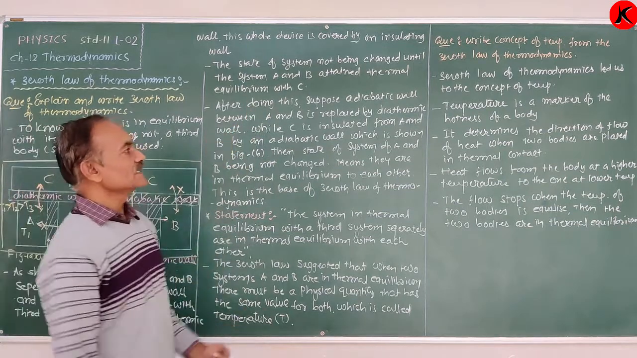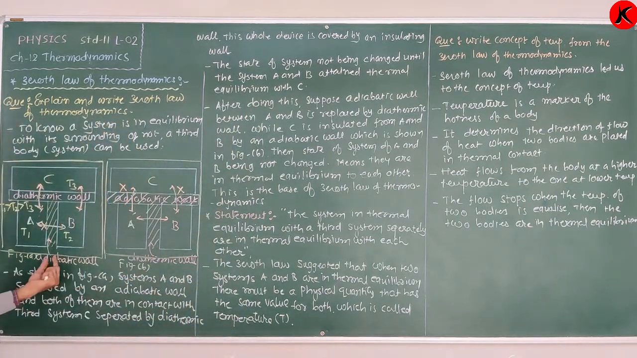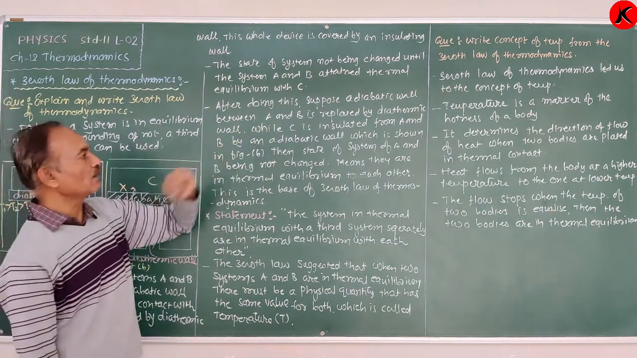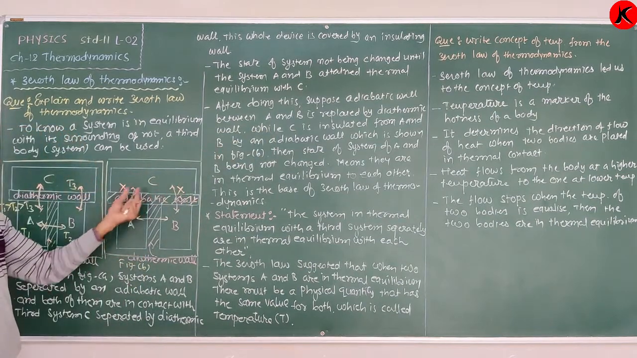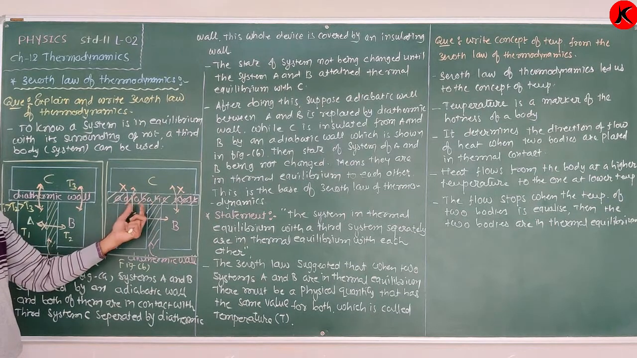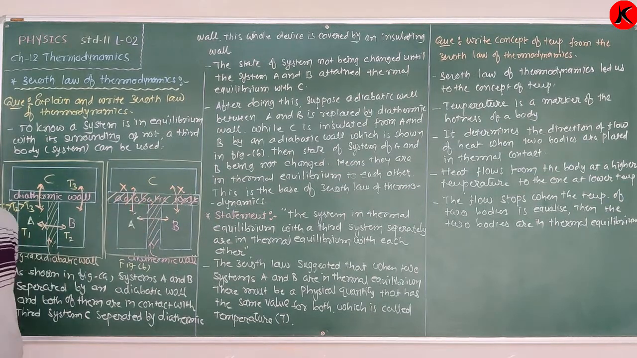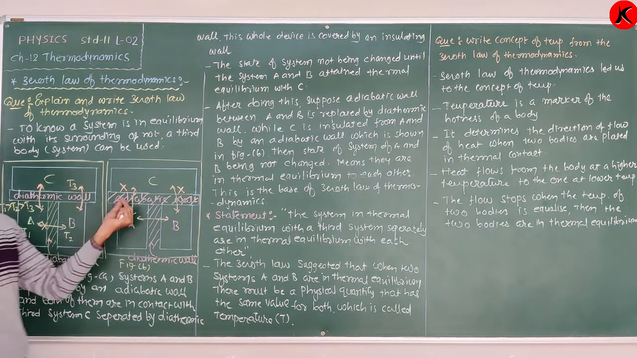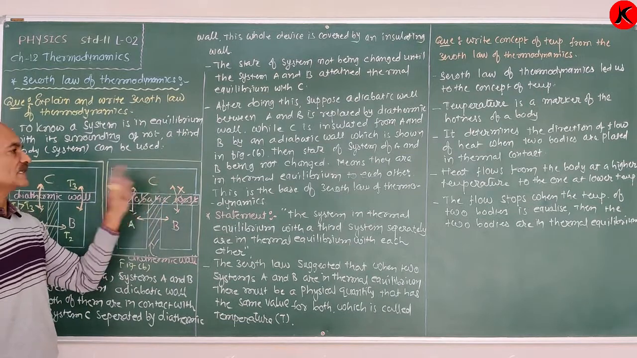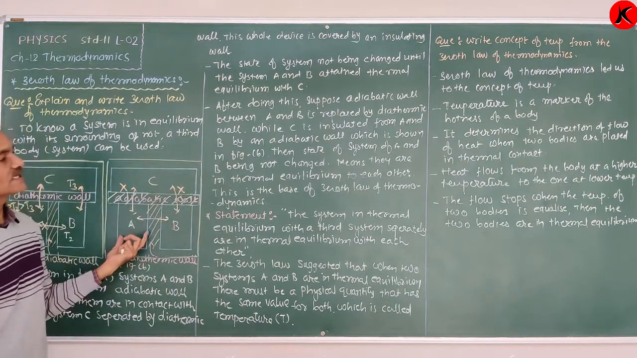Now, after doing this, suppose the adiabatic wall between A and B is replaced by a diathermic, or conducting, wall, while C is insulated from A and B by an adiabatic wall. That is, the diathermic wall between systems A, B and C is replaced by the adiabatic wall. Now C is insulated from systems A and B.